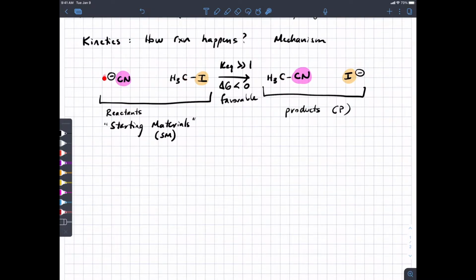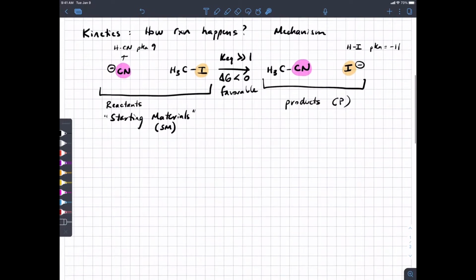And the other part is that I replace a more reactive negatively charged thing with a less reactive negatively charged thing. And you could tell that I minus was less reactive because its conjugate acid has a pKa of like minus 11, whereas HCN has a pKa of 9. So again, 20 orders of magnitude to trade one for the other on top of the change in bond energy. So this is a favorable reaction. It works really well. But whether or not it's favorable doesn't necessarily tell you anything about what the mechanism is.